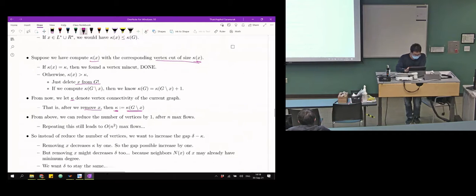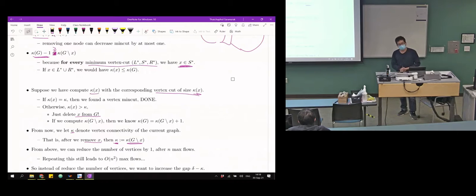If we just use this observation, we don't really do anything nice actually. You compute single source MaxFlow, get kappa x, and remember the best cut, then remove x, and repeat on other nodes with a single source MaxFlow again. So in total this will give you n squared MaxFlow. It's not really nice yet.